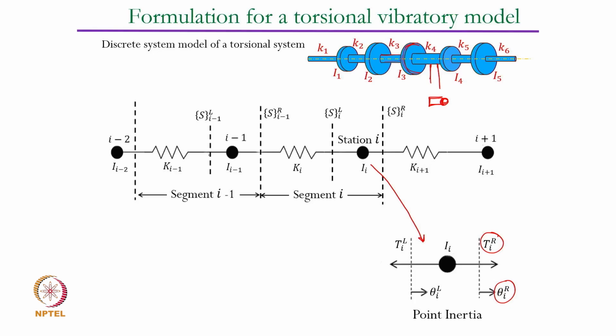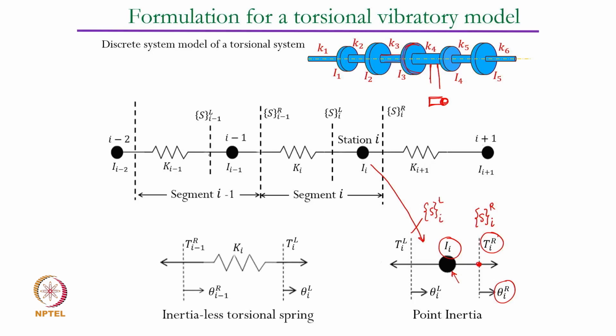In this case, as an example, what we are saying is that this particular inertia represents that of the disk. So the disk has its own mass moment of inertia about the axis of the shaft, and that is represented by Ii. Now on the right hand side of this station, we said that there is a state vector S on the right of the ith station, and this state vector is on the left of the ith station. So these are basically the two state vectors that we have defined.